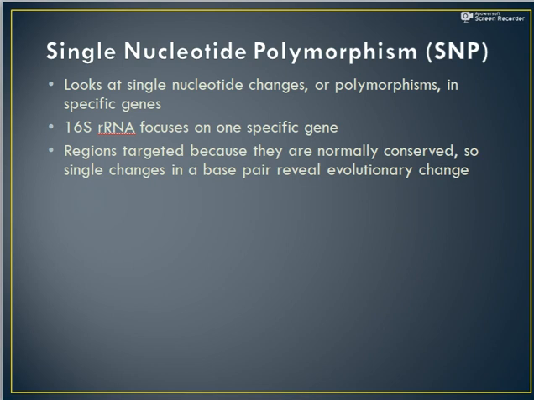Now, the next method is single nucleotide polymorphism. Here you look at single nucleotide changes or polymorphisms in specific genes. 16S ribosomal rRNA focuses on one specific gene, and the regions are targeted because they are normally conserved. So single base-pair changes will reveal evolutionary changes. In some bacteria, when one particular nucleotide is changed, there would be some changes, so in single nucleotide polymorphism we check whether such nucleotide base changes are there.